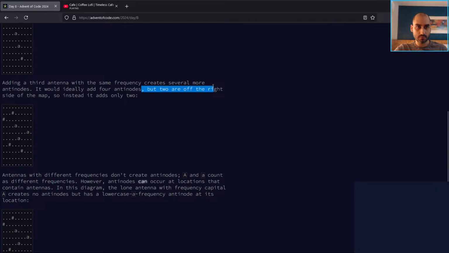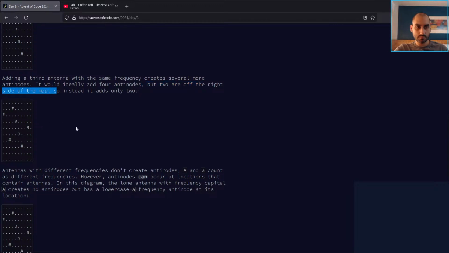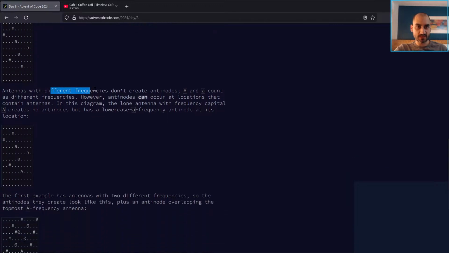Okay. Antennas with different frequencies don't create antinodes. Those are 2 different frequencies. However, antinodes can occur at locations that contain antennas. In this diagram, the lone antenna with frequency capital A creates no antinodes, but has a lowercase a frequency antinode at its location. Okay.